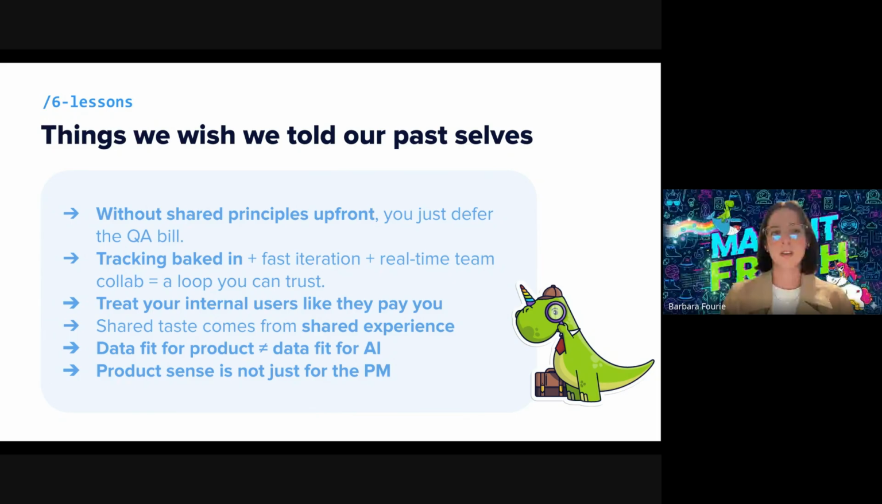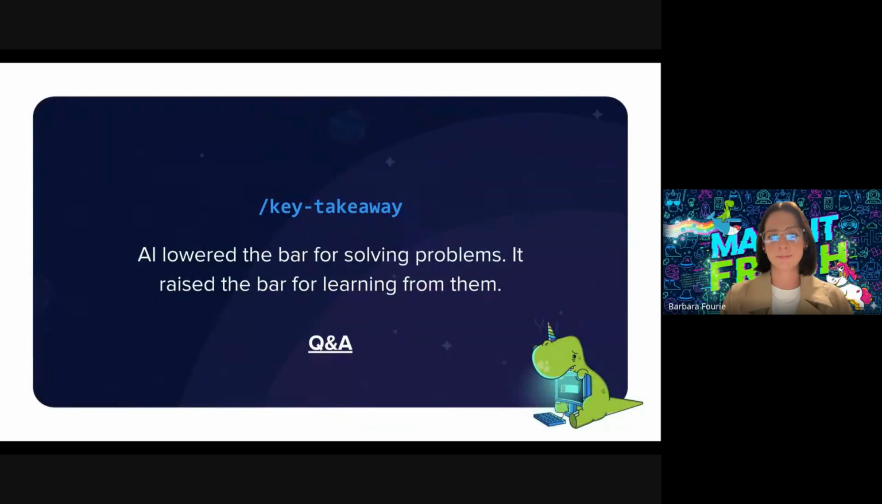So these are the 6 takeaways. Shared principles upfront so that you don't have a long QA bill at the end, having your tracking baked in, so really solid feedback loops, treating your internal users like they pay you, having shared taste with shared experiences, making sure that you've got a really good relationship with your data team, and then also making your engineers become mini PMs so that you work towards this goal of creating mini product engineers, and not just software engineers.